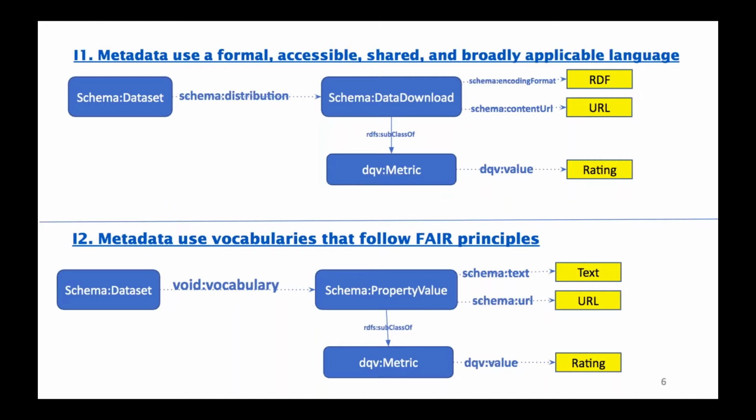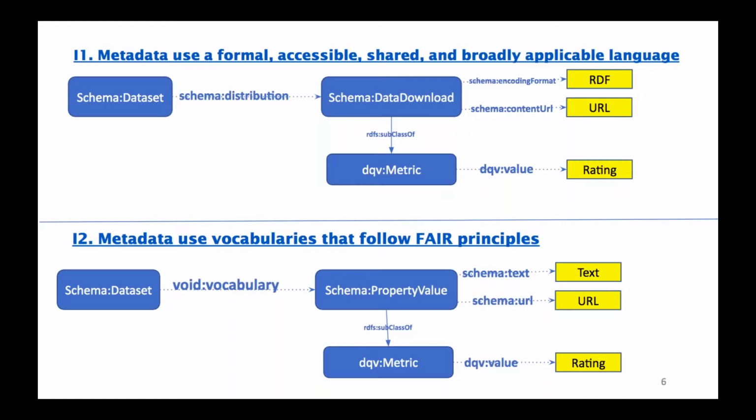Next, we have I2: metadata use vocabularies that follow FAIR principles. We use a property called void vocabulary, linking the dataset to a property value, and we insert the vocabulary that follows FAIR principles. At this point, it's FAIR-O, which is this ontology, and we give it a rating score.